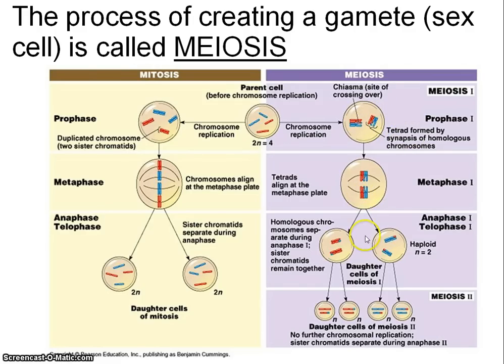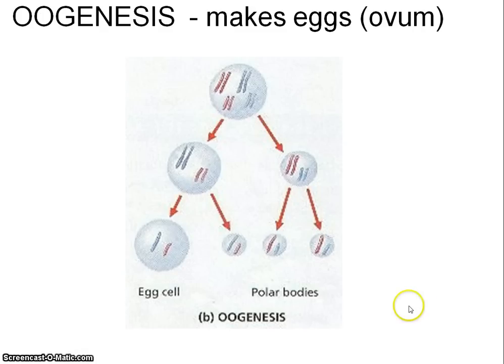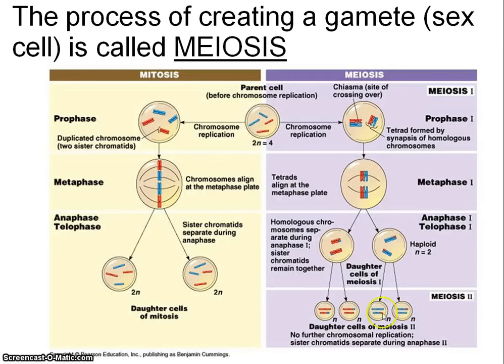So they line up together and they separate once, and you get 2 haploid daughter cells, right? Here you started out with 4 chromosomes. Here you only have 2 chromosomes, even though they're still replicated. And now, instead of replicating again, they go through a second division with no replication, and you end up with 4 haploid cells. So you started off with a diploid cell, and you end up with 4 different haploid cells, and the process is going to be called meiosis.